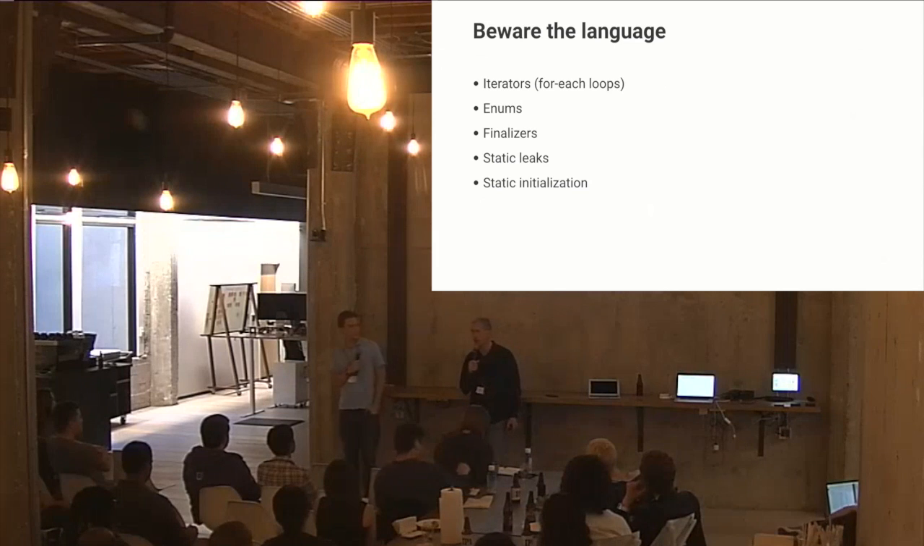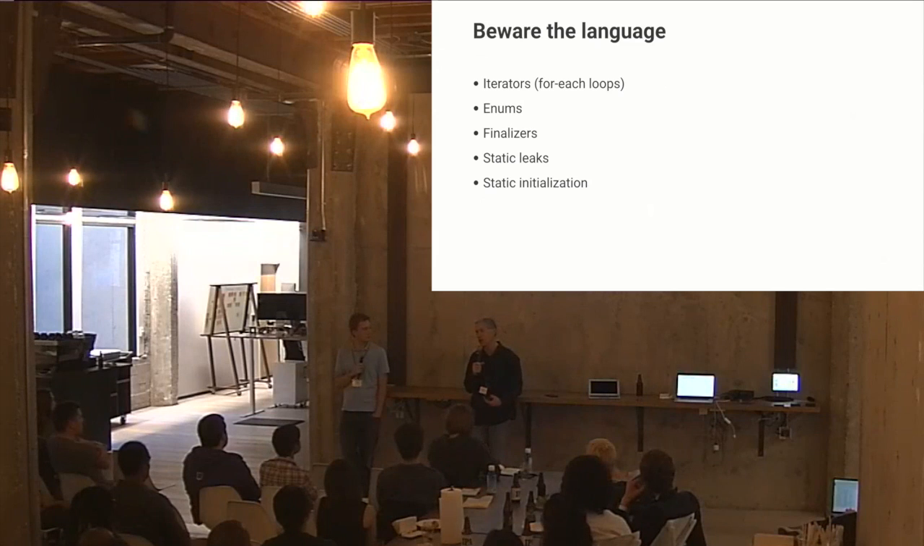Finalizers, here's a fun fact. A finalizer will cause not a GC, but 2 GCs. The first full GC that it does puts the object in a queue where it can be collected on the next GC. So whenever you add a finalizer to your class because, hey, it's convenient, I want to clean up after myself, only do that if you really need to.